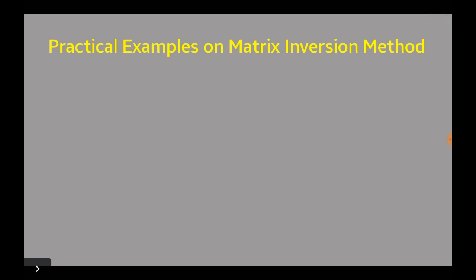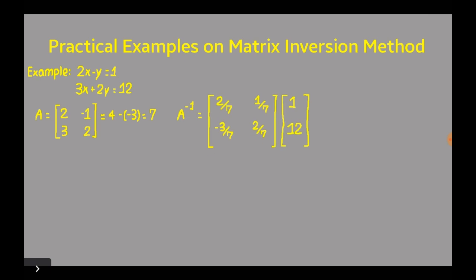Here is a practical example on the matrix inversion method. In the example, 2x minus y equals 1, and 3x plus 2y equals 12. The first step is to determine the determinant: 2 times 2 is 4, and minus 1 times 3 is minus 3. 4 minus 3 equals 7. So we get A inverse here, multiply with the constants 1 and 12, and the solution becomes 2 and 3.